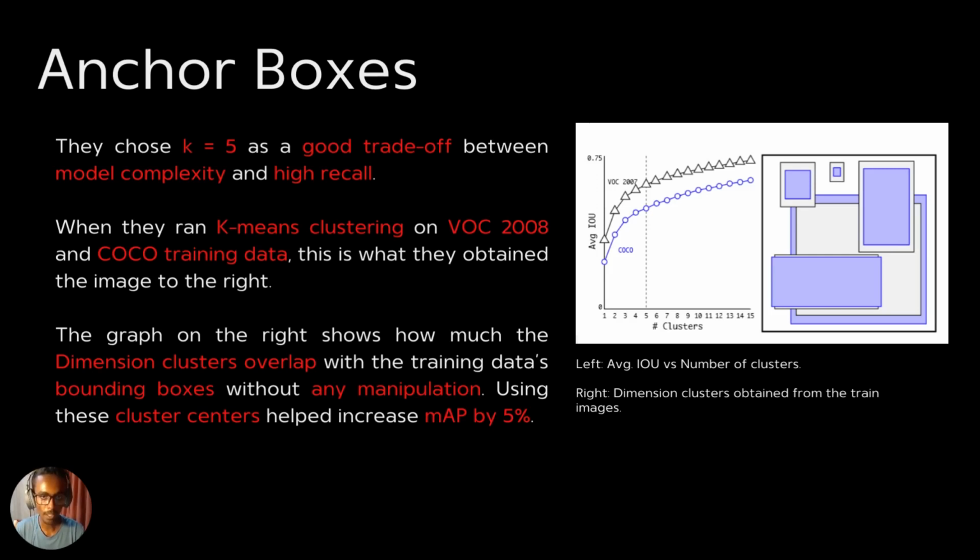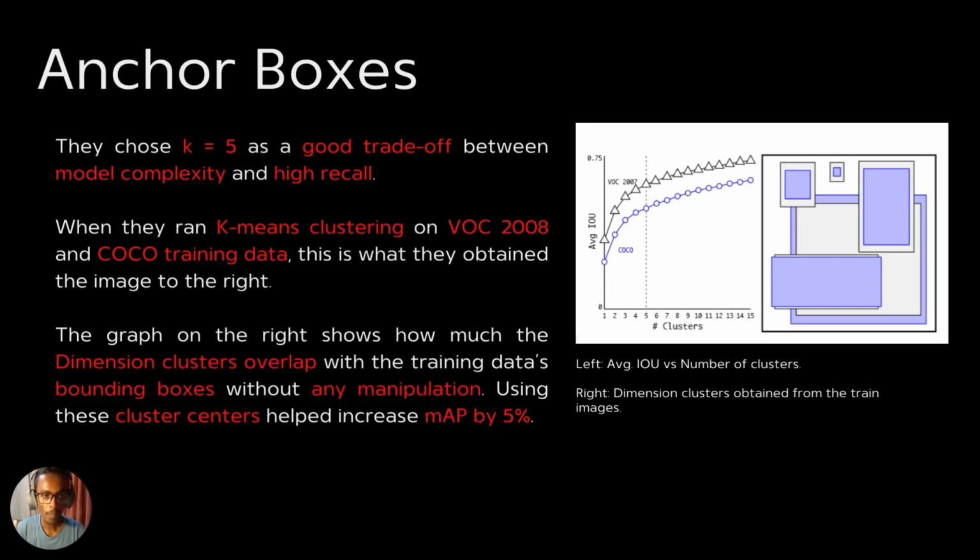As you can see on the image, the average IOU is shown on the y-axis, and the number of clusters is shown on the x-axis. As the average IOU increases, you can see that the number of clusters increases too. And when you group these bounding boxes into different groups, those form what are known as the dimension clusters, shown on the image next to the graph.